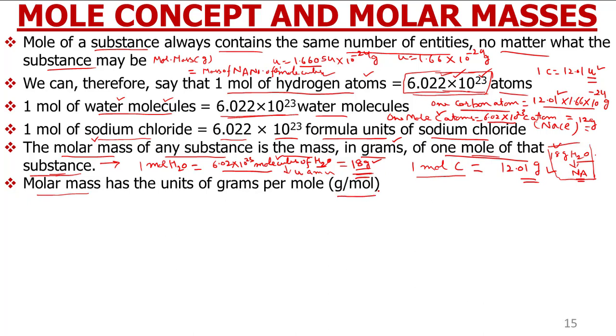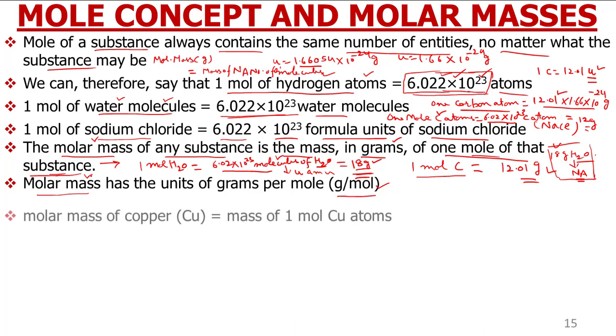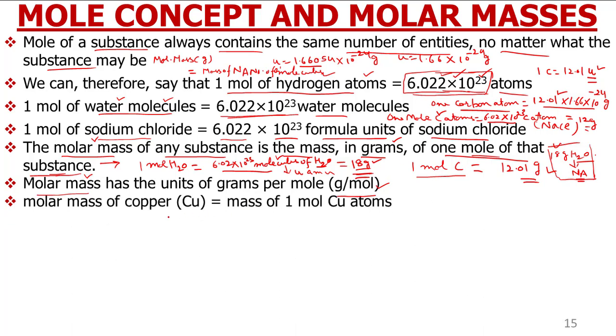Because molar mass is the mass of how many number of atoms or molecules? Avogadro number, for 1 mole of substance. So the weight of 1 mole of substance is equal to its molecular weight. So the unit of molar mass is gram per mole. So the molar mass of copper, let us calculate.